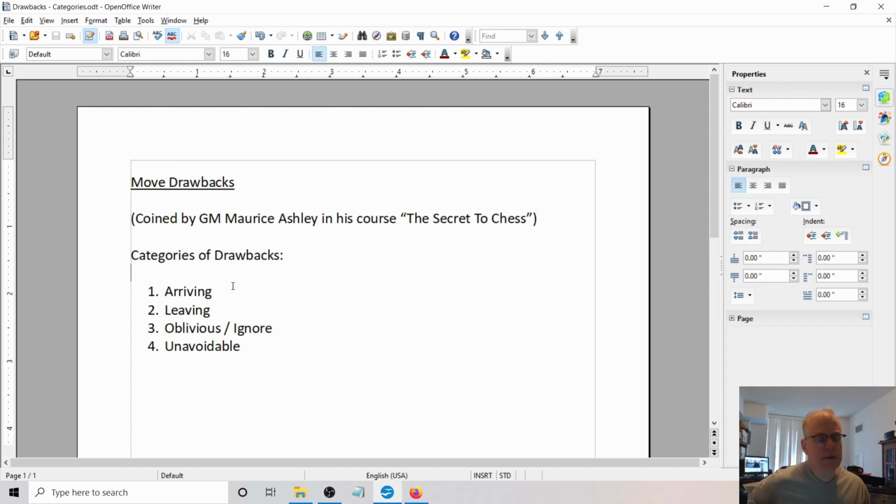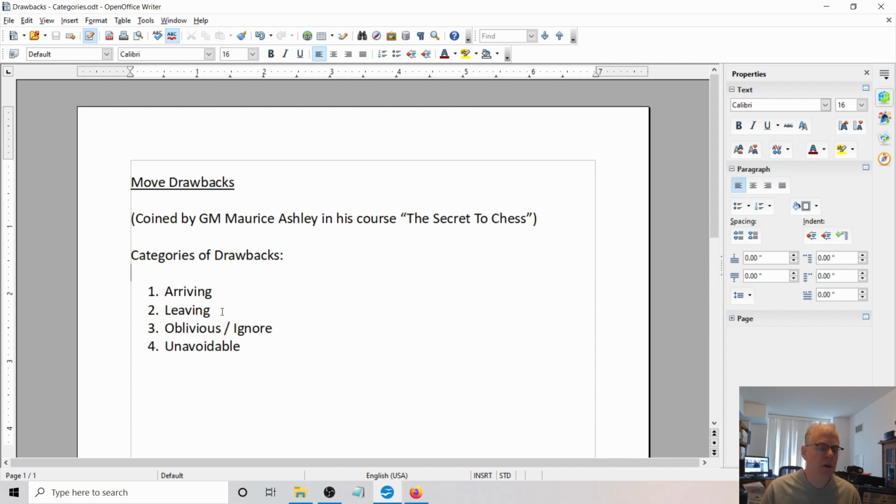The idea with arriving is that the opponent's piece that moves, or pawn that moves, becomes some kind of target. That is typically the idea of an arriving move. So the square that the piece arrives on causes some kind of problem that can be exploited.